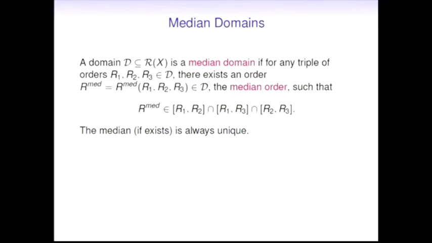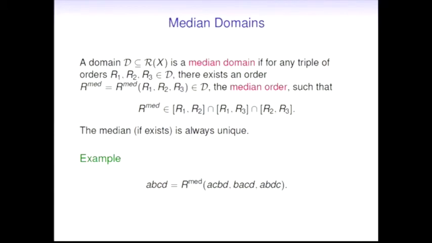For every three linear orders, there is a median linear order in this domain, which is between any pair of these: between R1 and R2, R1 and R3, R2 and R3. And if such a median order exists, it's always unique. For example, let's see here, A, B, C, D is a median of these three orders.